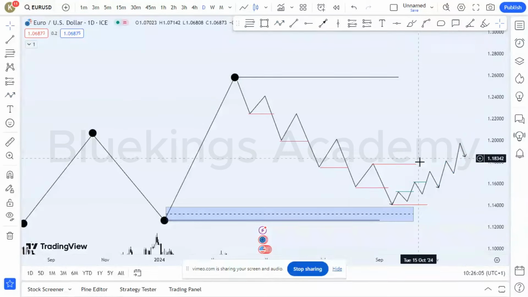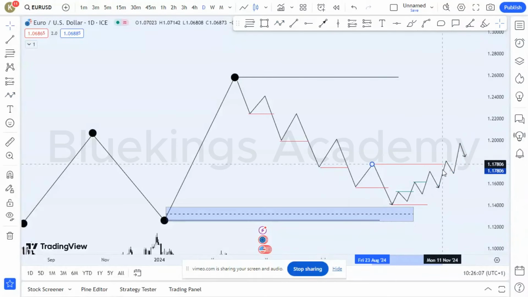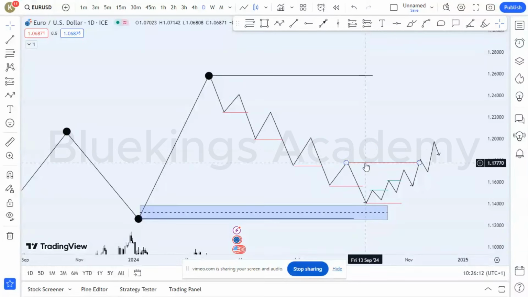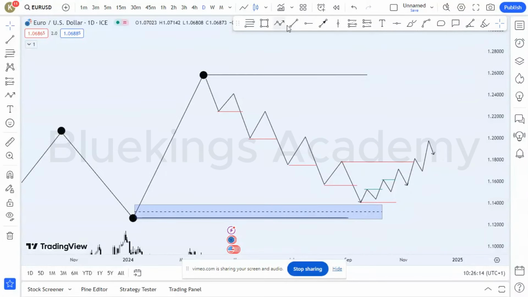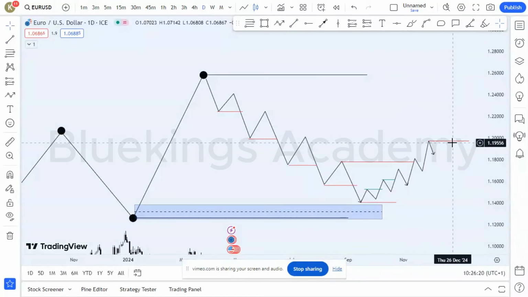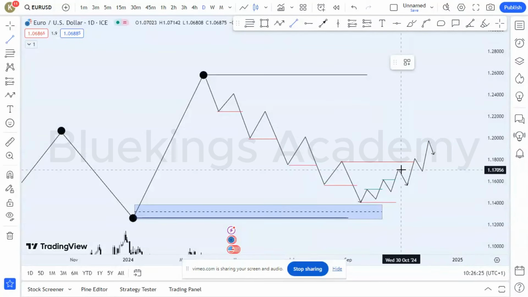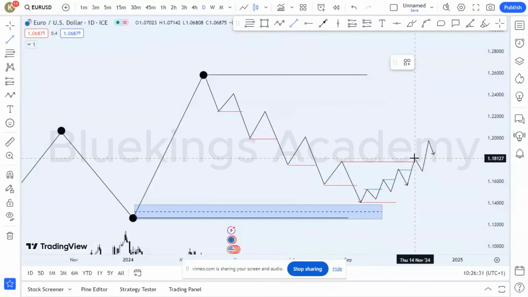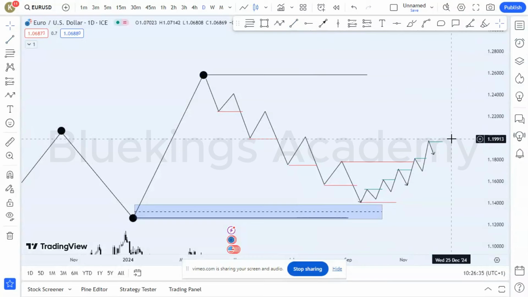Now, when it breaks this line, eventually we can accept that we have been able to break internal structures. But that doesn't mean we have to call here an internal structure high. That's not correct. All of these things are still going to be called fractal highs. This high is fractal, make it green. These highs are also fractal, make it green. And this high is also fractal, make it green.